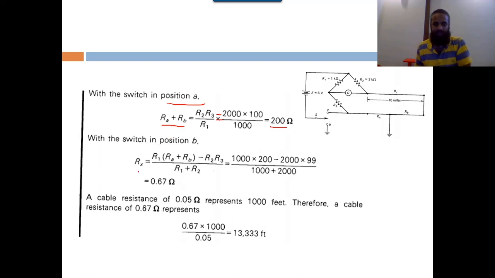Now we need to calculate Rx. So Rx is equal to R1 into Ra plus Rb minus R2 R3 over R1 plus R2. We have the value of Ra plus Rb. When we put the overall values of these resistances, we can calculate the unknown resistance as 0.67.